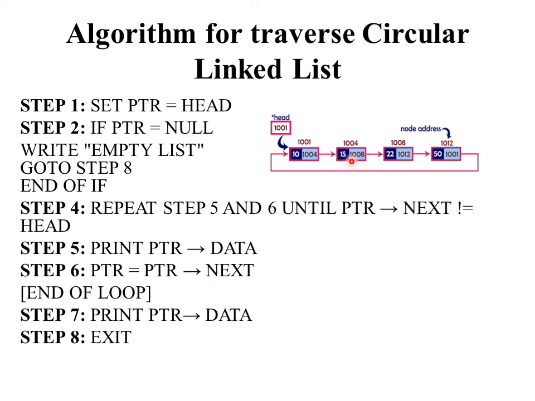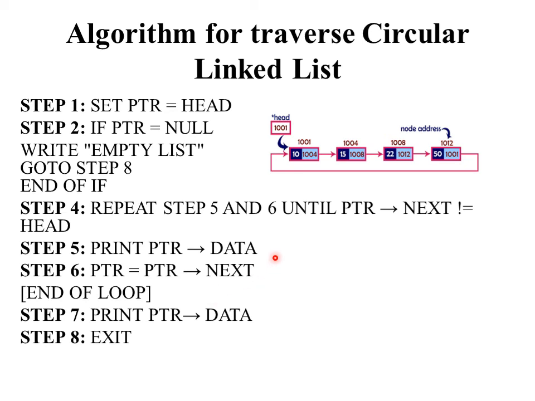1008. Okay, so now again check 1008 is not equal to head. This condition is also true. So now print ptr points to data, means now print 15. Next ptr is equal to ptr points to next. Okay, so next is 1012. Okay, so we check ptr points to next, means 1012 is not equal to head. This condition is also true. Then print 22 and then ptr is equal to ptr points to next.